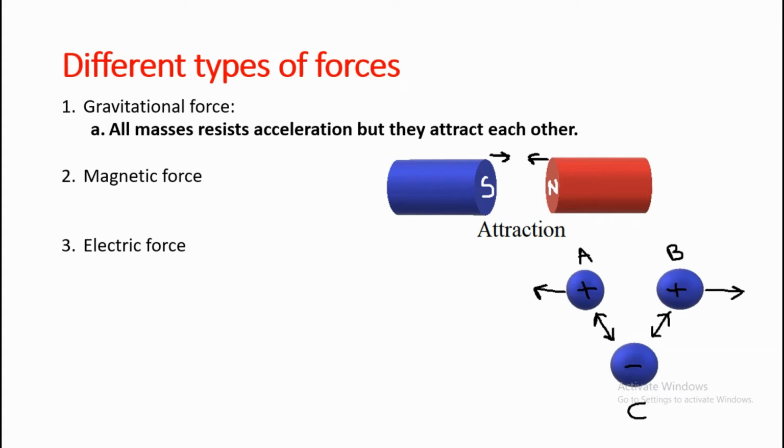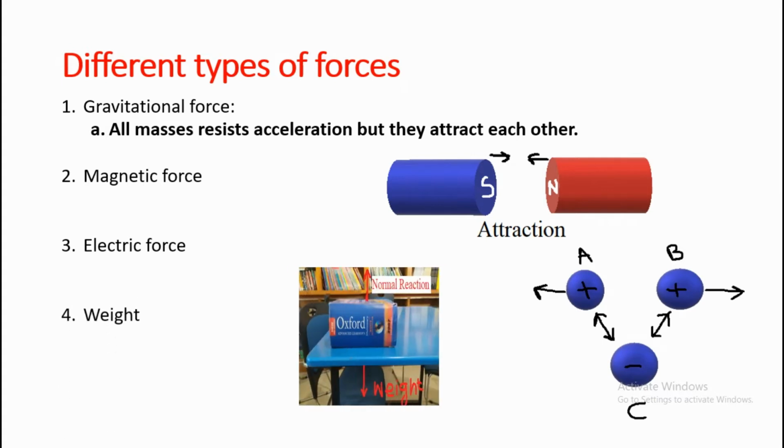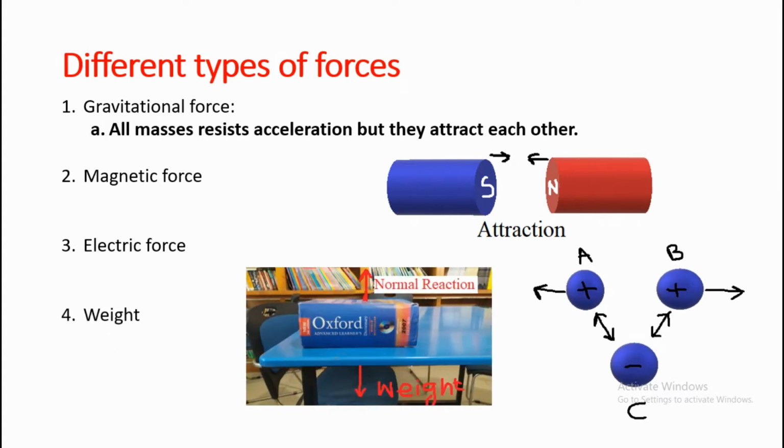The next is weight. Weight is the pull of Earth on objects. It is always in the downward direction. Normal reaction is the force opposite to the weight when a book is lying on the table. The upward force is the normal force, which is exerted by the table on the book, while the weight is downward.